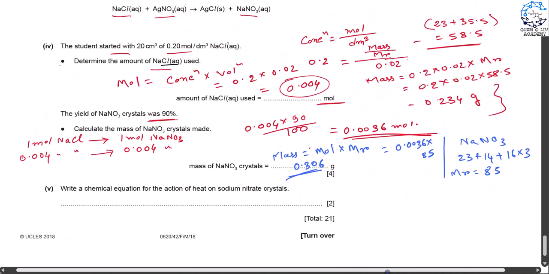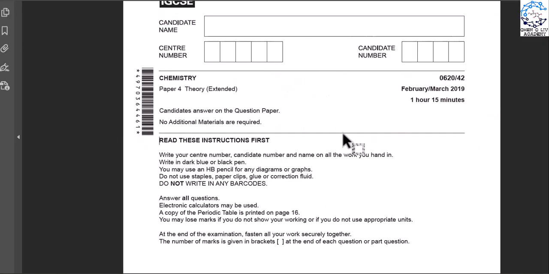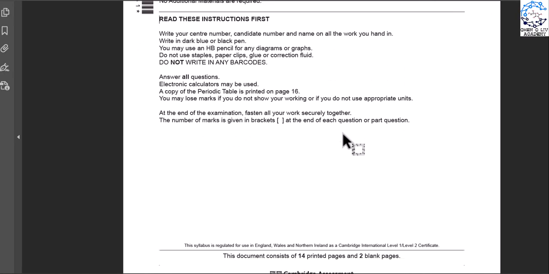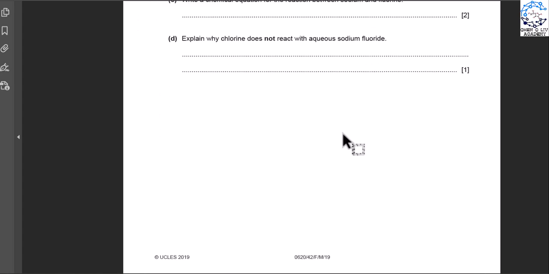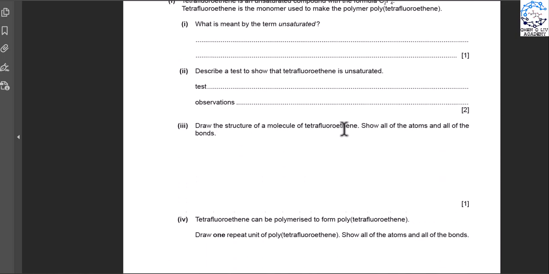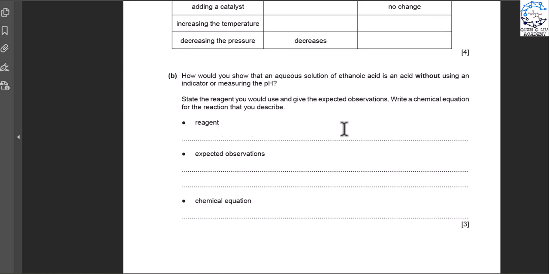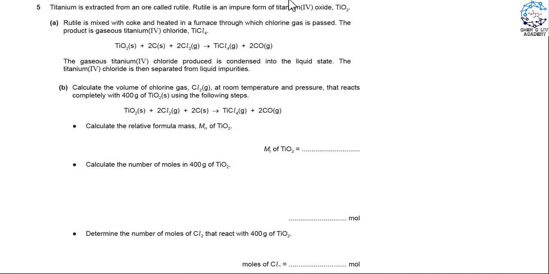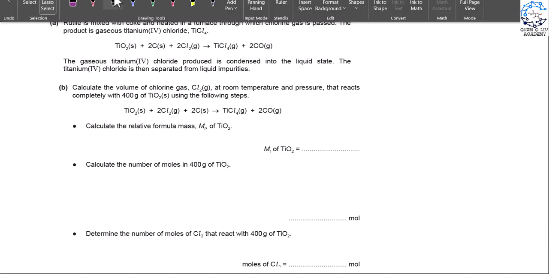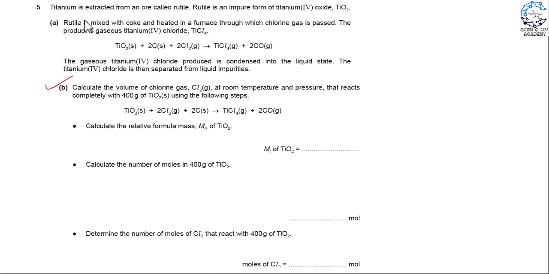Okay, so this is about the 2018 question paper. Let's see 2019. Here is our 2019 paper, and let's find the mole concept questions which we are going to solve. Okay, so here's our problem. Titanium oxide is reacting with carbon to form titanium chloride. Let's do it. Calculate the volume of chlorine gas at room temperature.